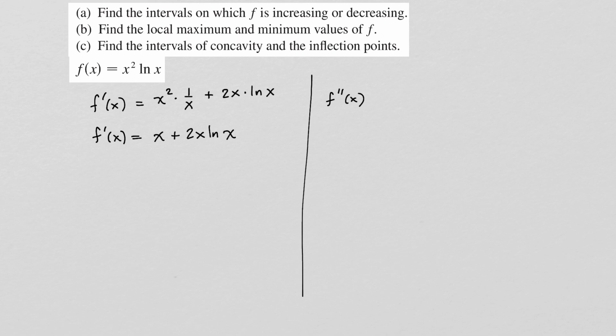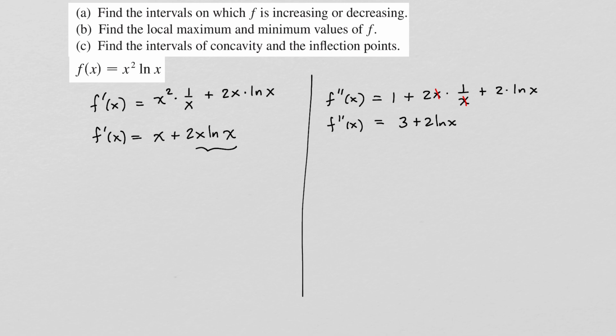Now for our second derivative, we are going to take the derivative of this function. Derivative of x clearly is 1, plus, and then the derivative here will be a product rule once again. So we will have 2x multiplied by the derivative of natural log, which is 1 over x, plus the derivative of 2x, which is 2, times the natural log of x. And after you cancel the x's here, we're going to have 1 plus 2, which is 3, plus 2 times the natural log of x. And that is our second derivative.